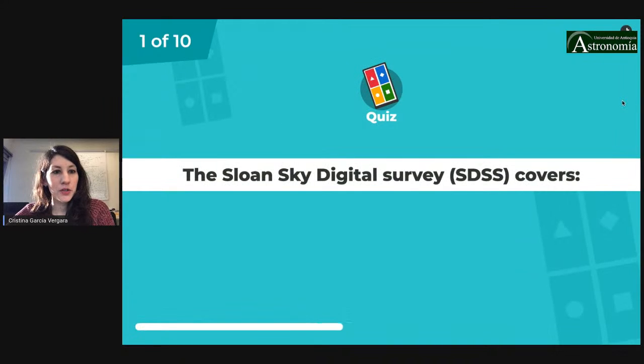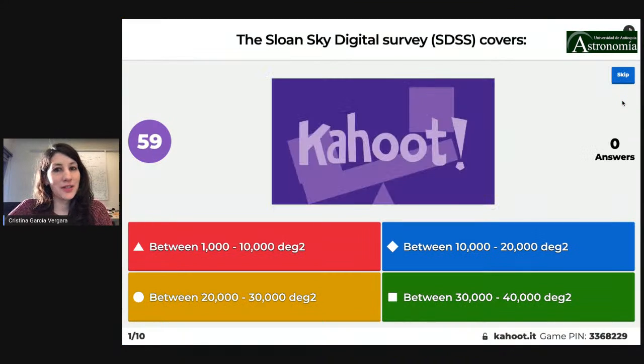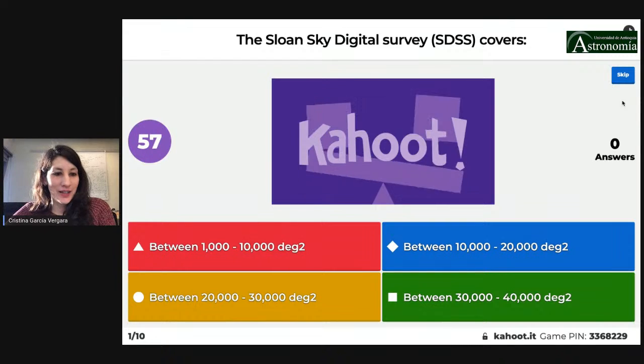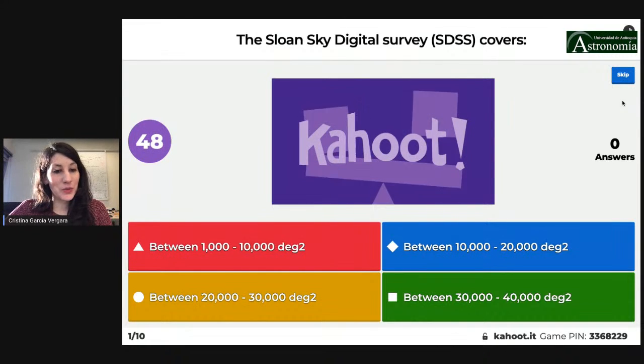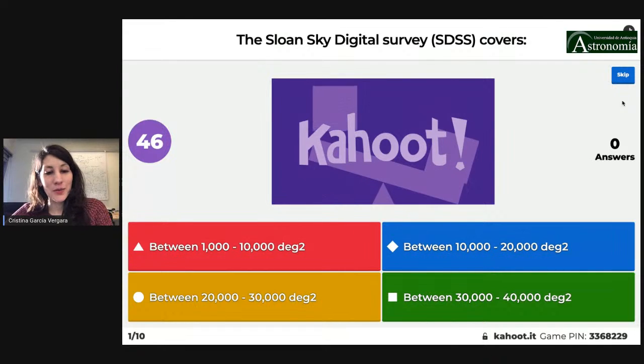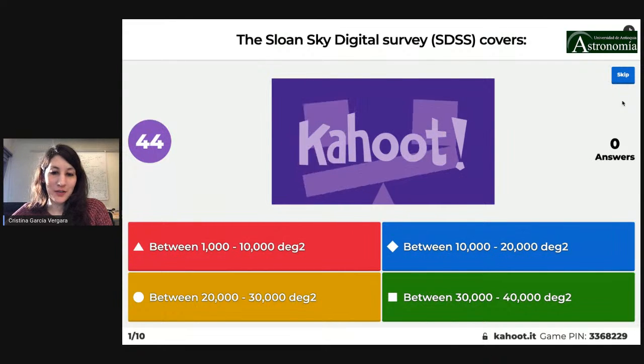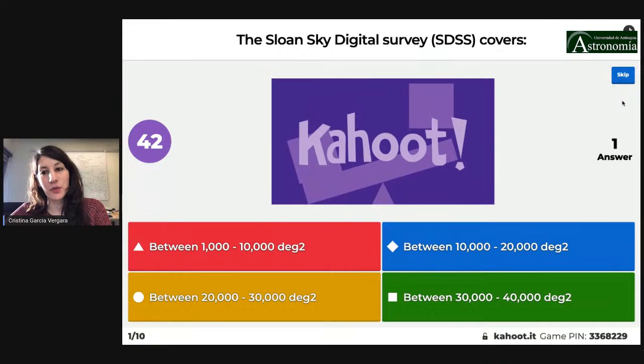Okay, then the first question: the Sloan Digital Sky Survey covers an area of between 1,000 and 10,000 square degrees, between 10,000 and 20,000 square degrees, between 20,000 and 30,000 square degrees, or between 30,000 and 40,000 square degrees.